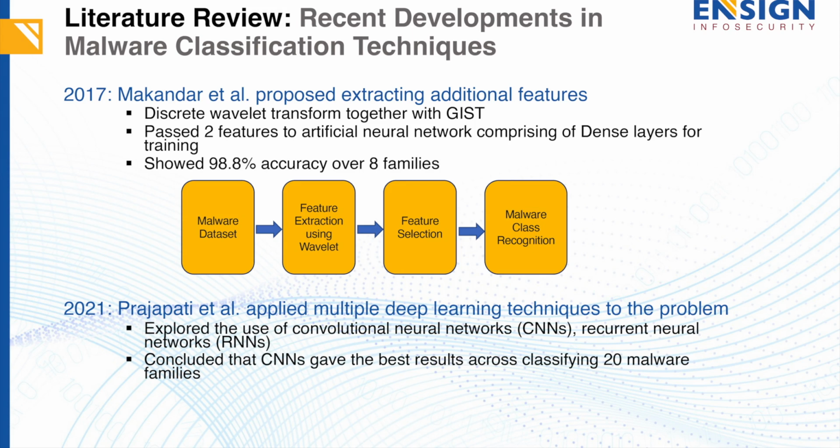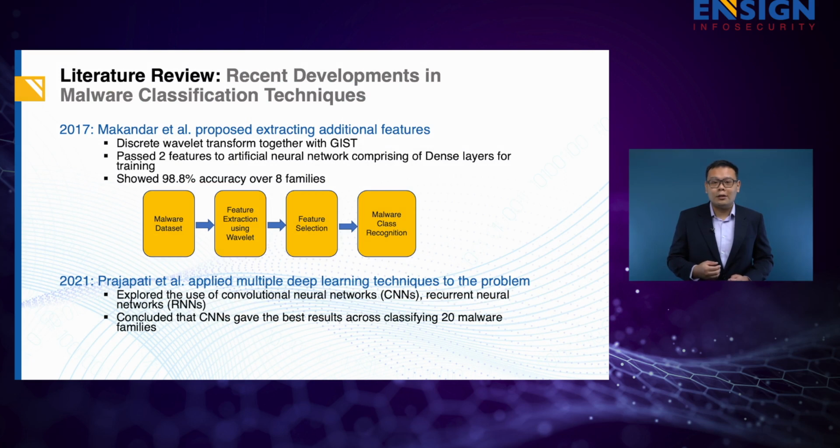In 2021, Prajapati went further by exploring the application of other more recent neural network architectures to this problem. In particular, instead of human-defined GIST descriptors and discrete wavelet transforms, CNN and RNN architectures were used to extract salient features from the raw image data. The entire neural network was then trained end-to-end with the raw image data as the input, to output a classification as to which malware family it probably belongs to.